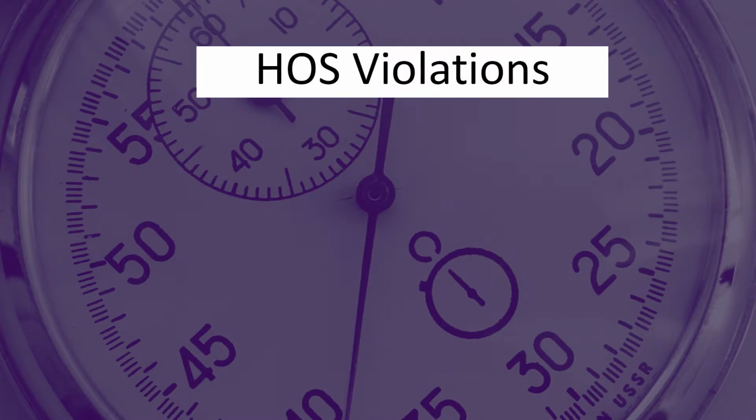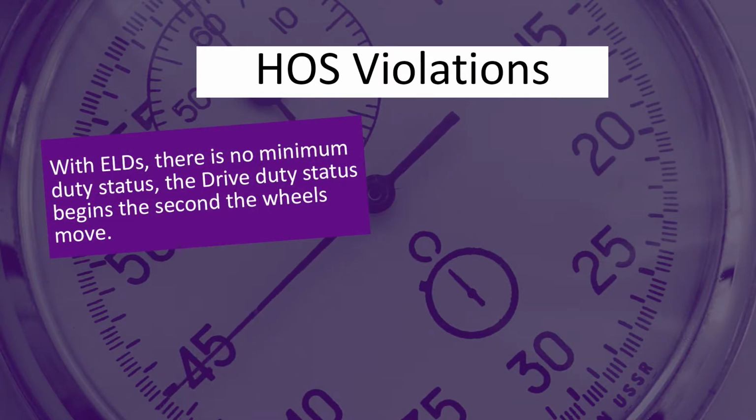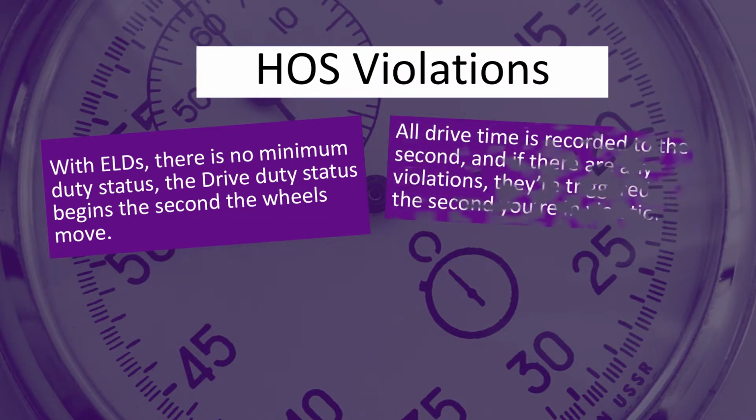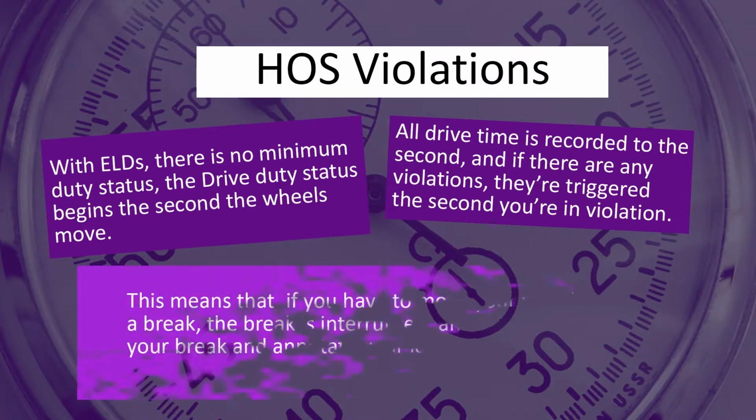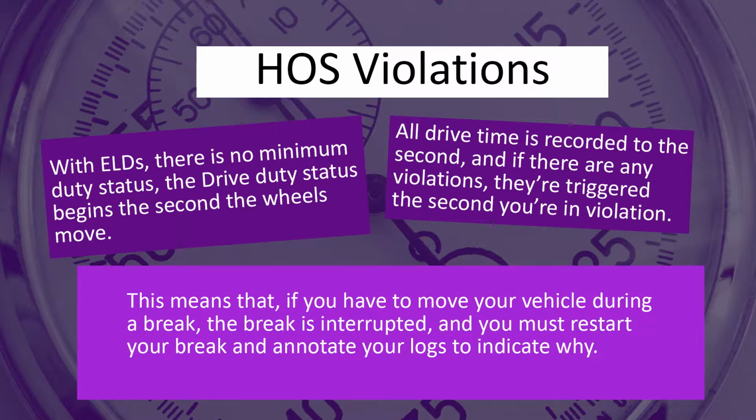All times record to the second, and violations activate on the second. With ELDs, there is no minimum duty status. The drive duty status begins the second the wheels move. All drive time is recorded to the second, and if there are any violations, they are triggered the second you're in violation. That means that if you have to move your vehicle during a break and the break is interrupted, you must restart your break and annotate your logs to indicate why.